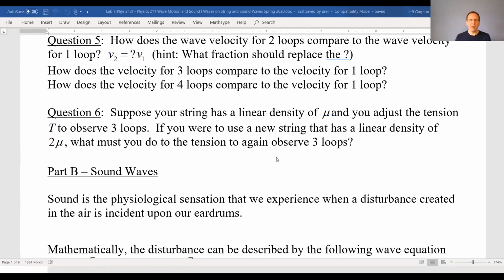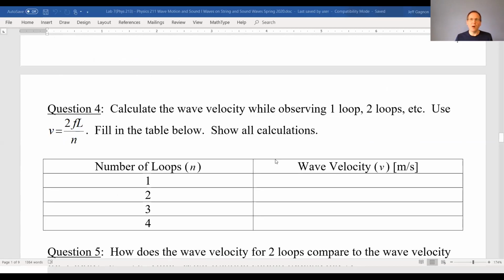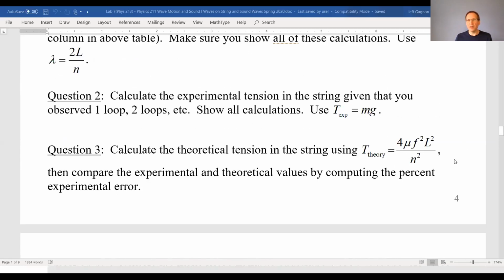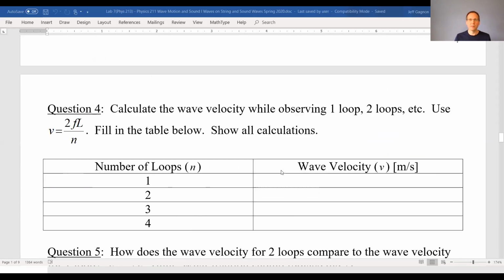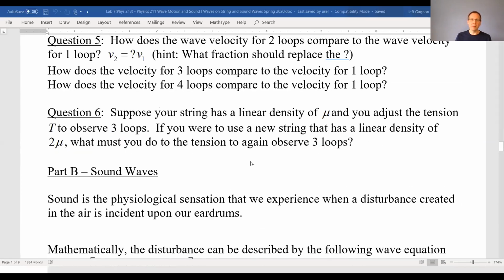Okay, so you want to think about that, and I'll give you a hint. You want to look at this theoretical tension formula that will help you answer that question. Right, so that's question 6. And then part B is with the sound waves, right? So the wave in the tube, the sound wave in the tube.